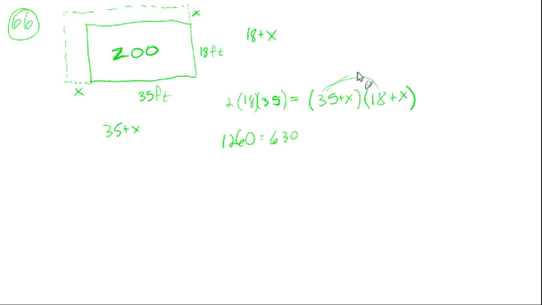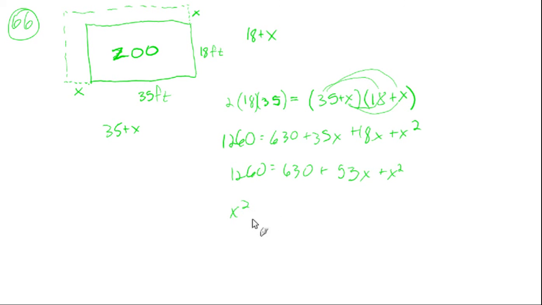Then we're going to get 35x, and then we'll get plus 18x plus x squared. So we have 1260 is equal to 630 plus 53x plus x squared. I'm just going to rewrite this a little bit. I like it to be written in order: x squared plus 53x plus 630 equals 1260.